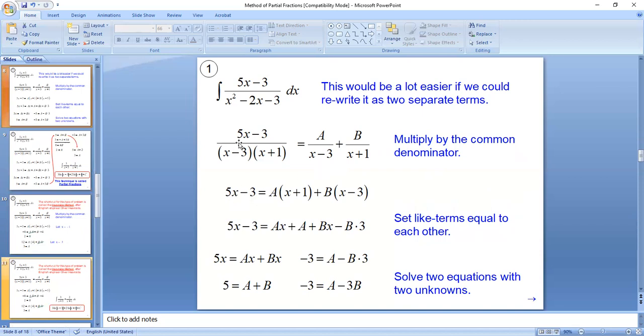So what happens to the right side, it becomes 5x minus 3. And in here on the right side, you have a multiplied to x plus 1 and b multiplied to x minus 3. Why is that? Because we multiplied this by the least common denominator in factored form.